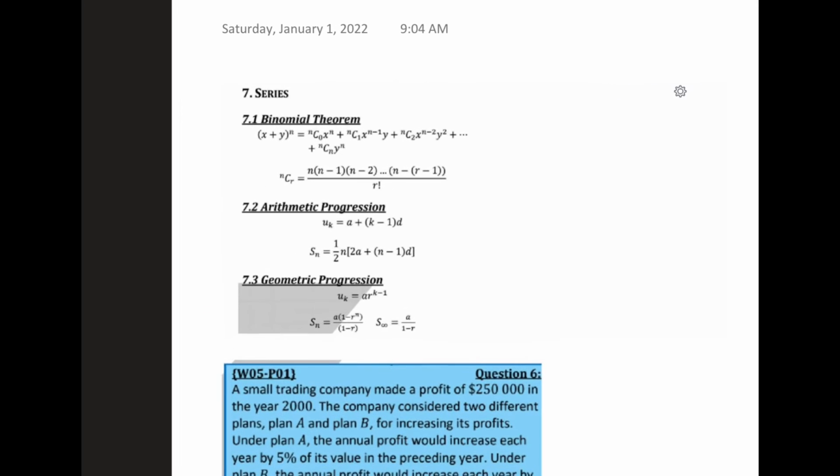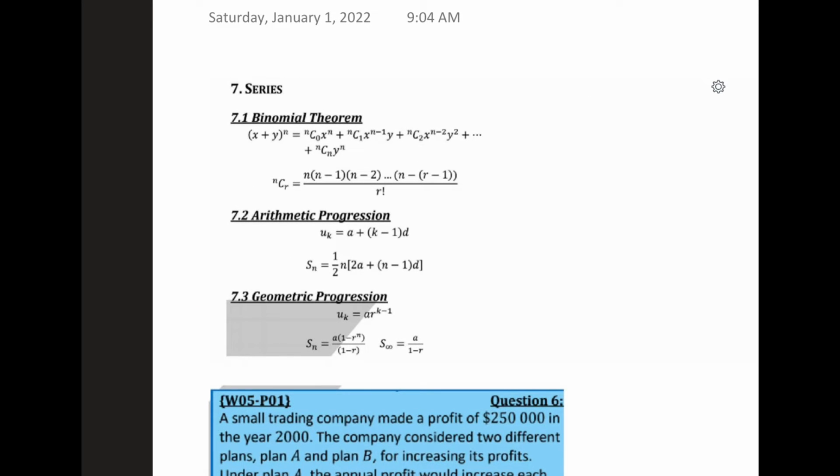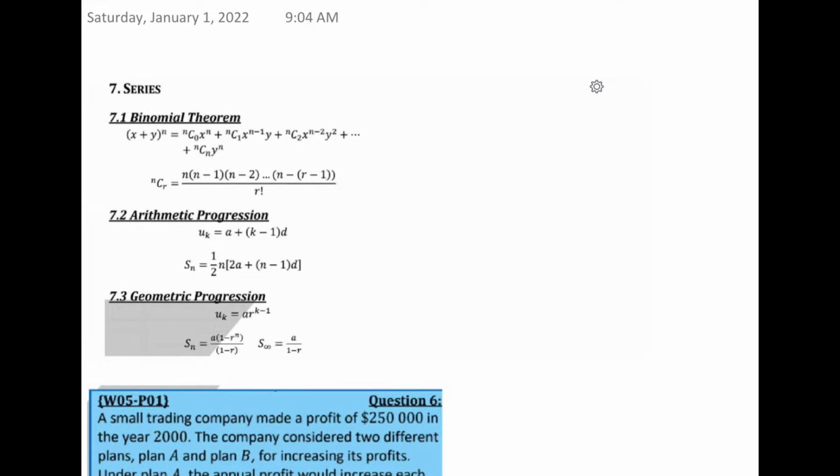So now you can see at the beginning of this series of chapters we have the binomial theorem. The binomial theorem is about how to expand an expression like this, (x plus y) to the power of n. First we talk about the coefficients. You can see we have nC0, nC1, nC2, and all the way until nCn.